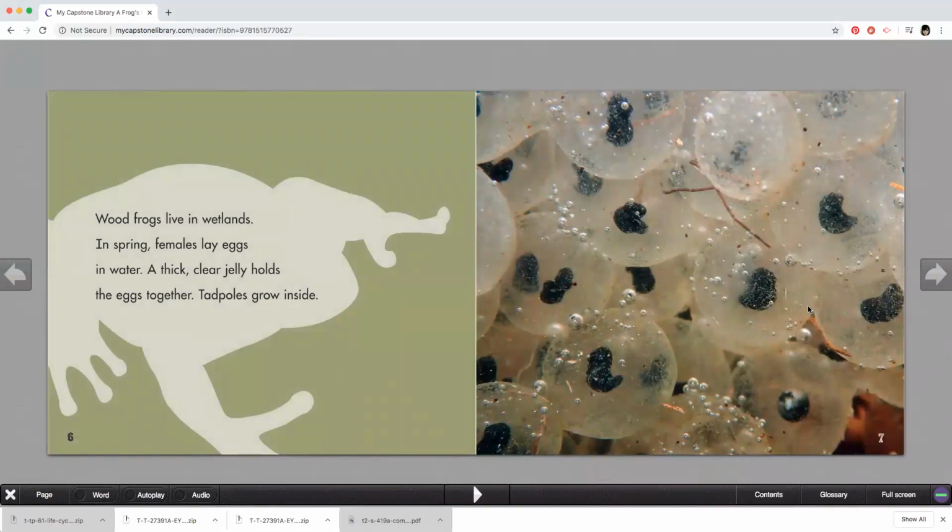Wood frogs live in wetlands. In spring, females lay eggs in water. A thick, clear jelly holds the eggs together. Tadpoles grow inside.